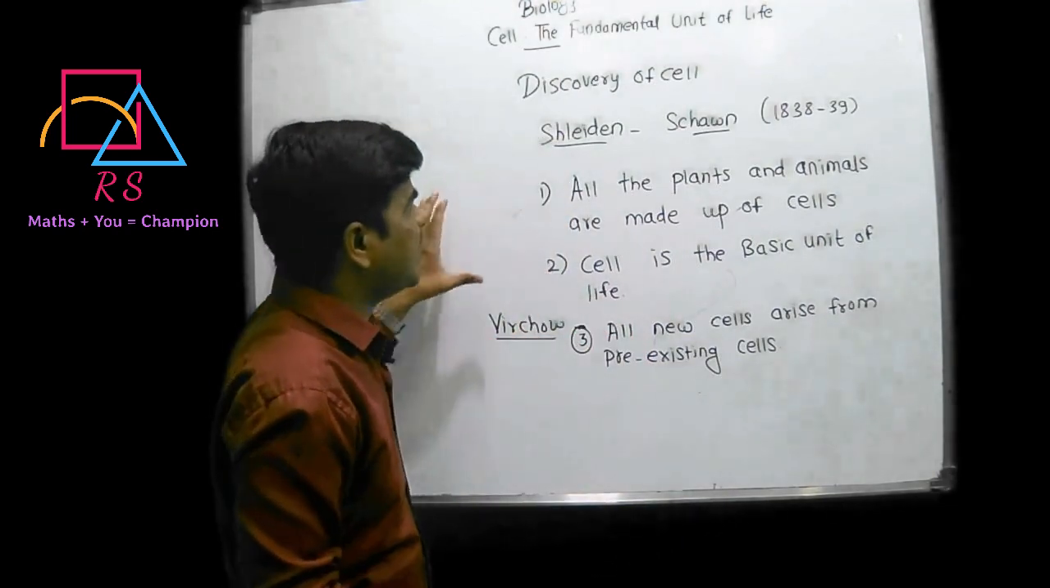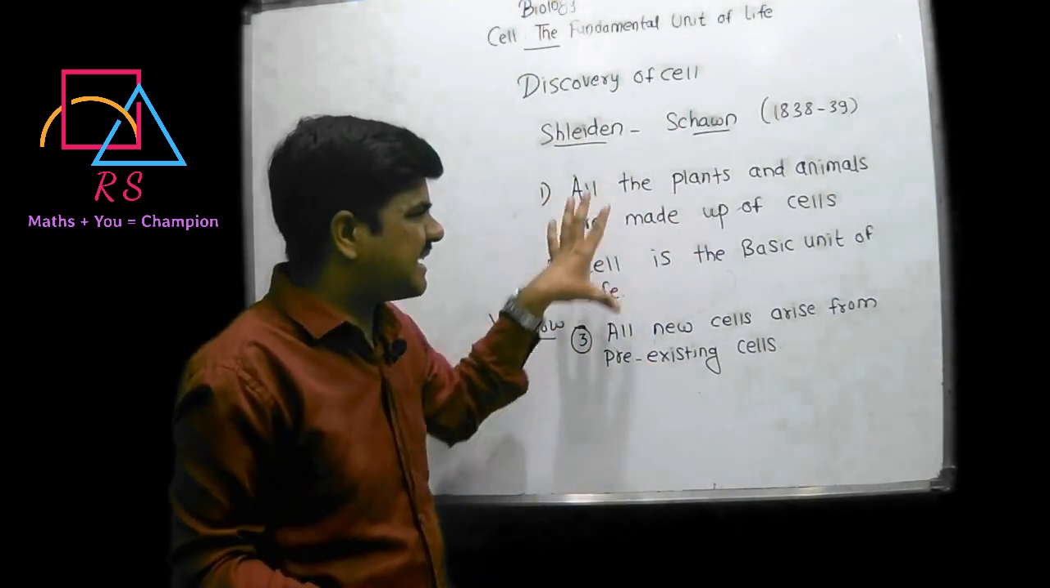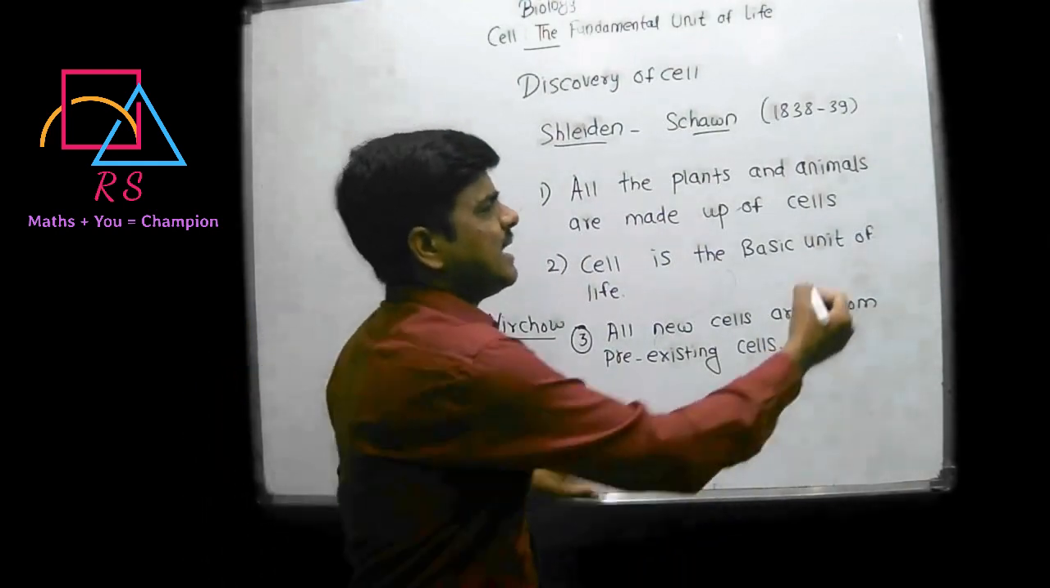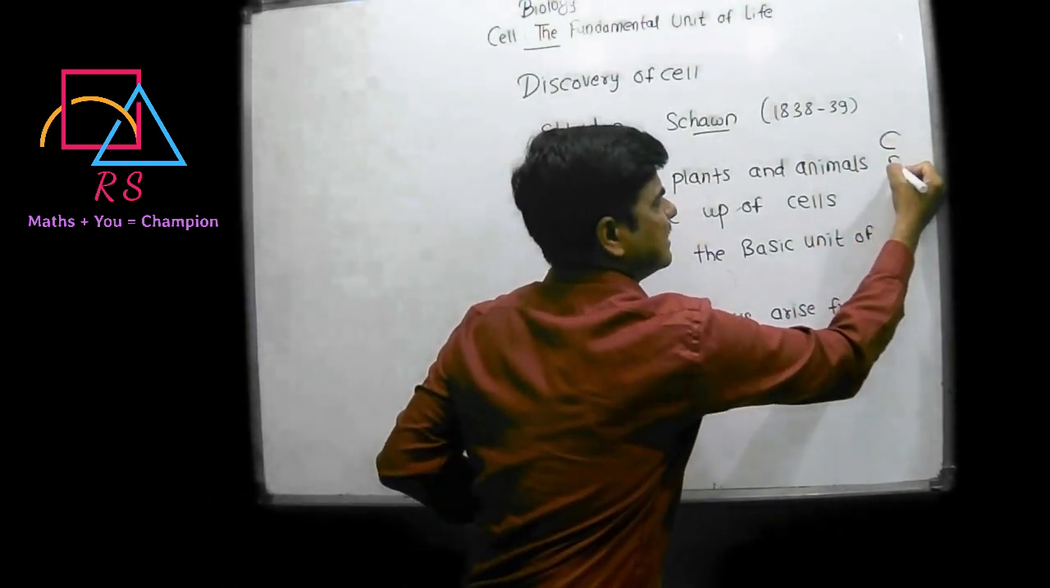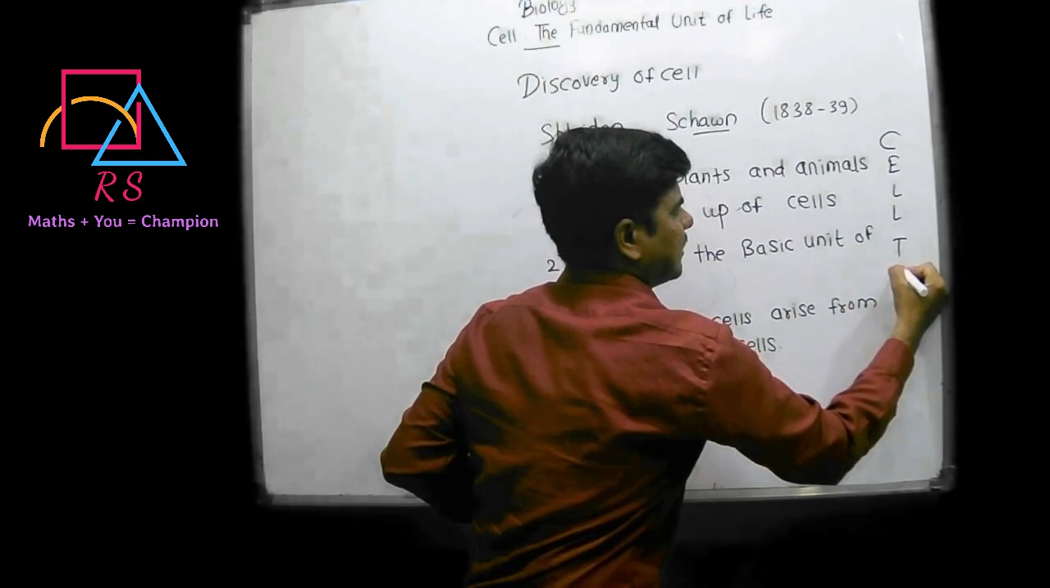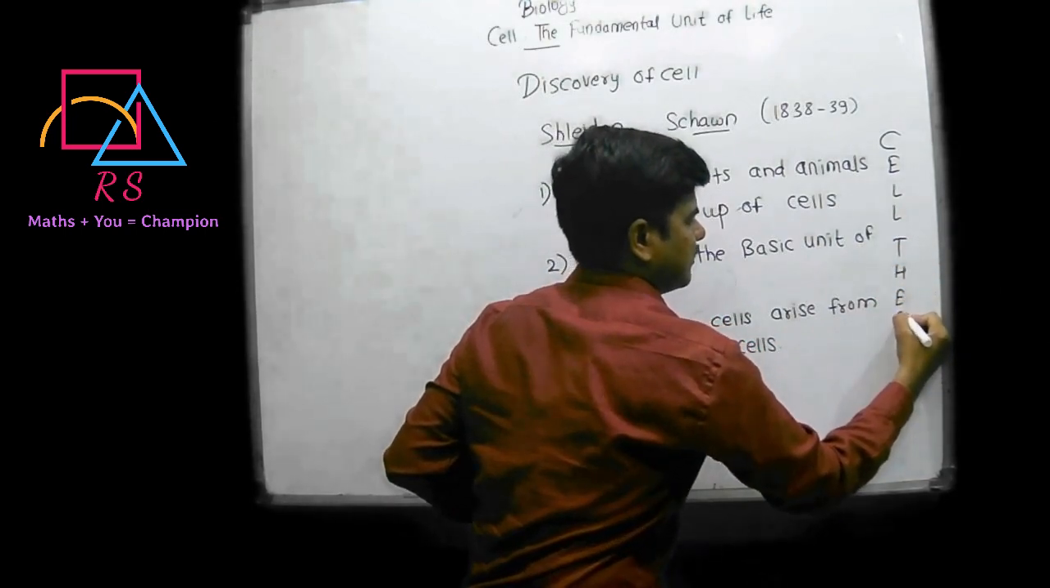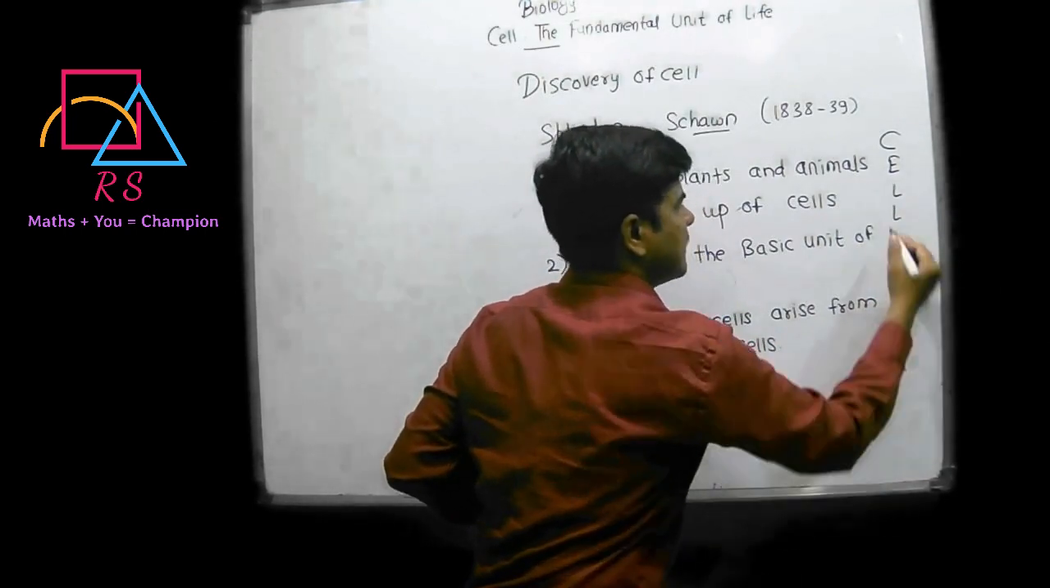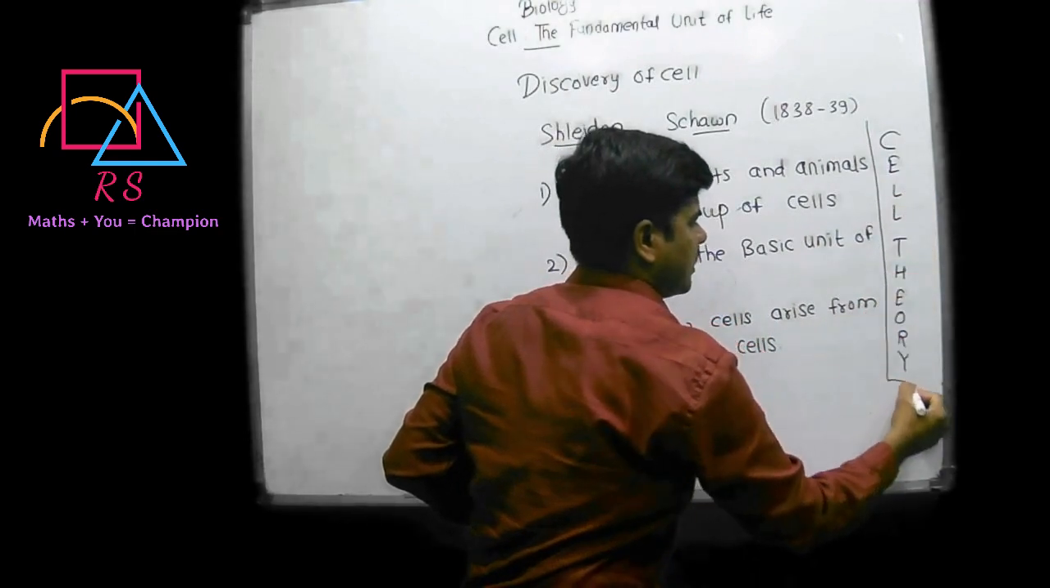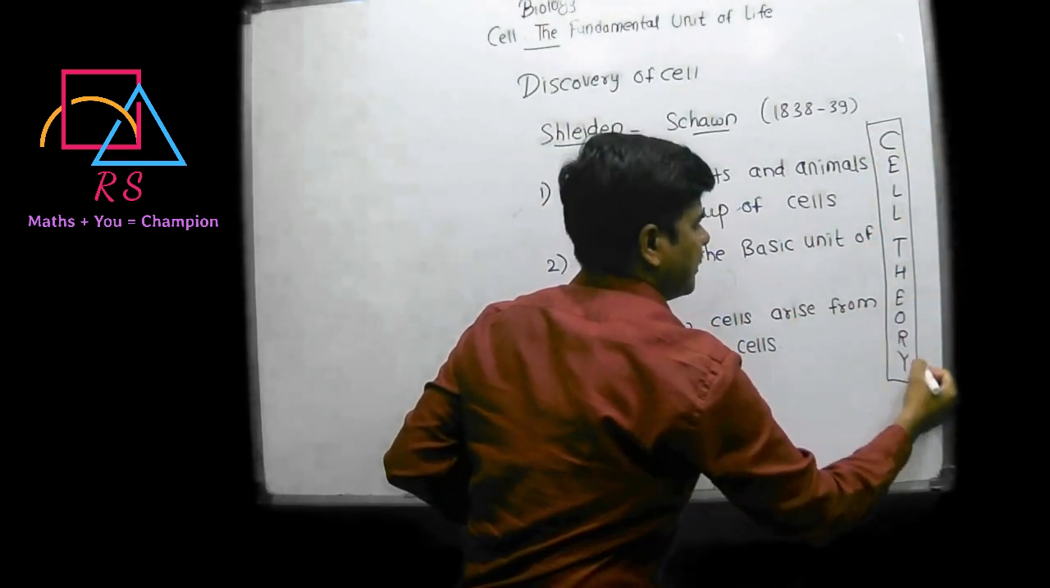So collectively, Schleiden, Schwann and Virchow, all these three statements they have given have been called the cell theory. What have they called it? They have called it the cell theory.